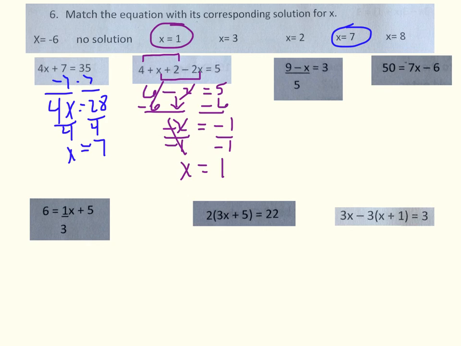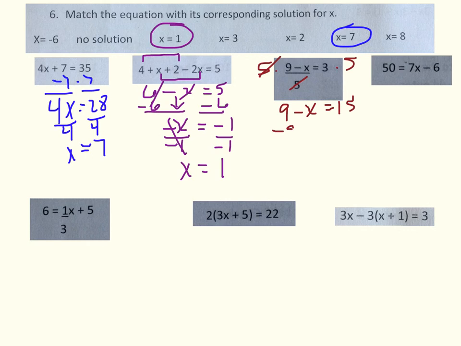Now, the third problem, notice it's a fraction. And remember, in order to get rid of the denominator, you can go ahead and multiply by the denominator. So we're going to multiply both sides by 5. That cancels that out. I'm going to bring down the 9 minus x. 3 times 5 is 15. Now the way this reads is 9 minus something is going to give me 15.